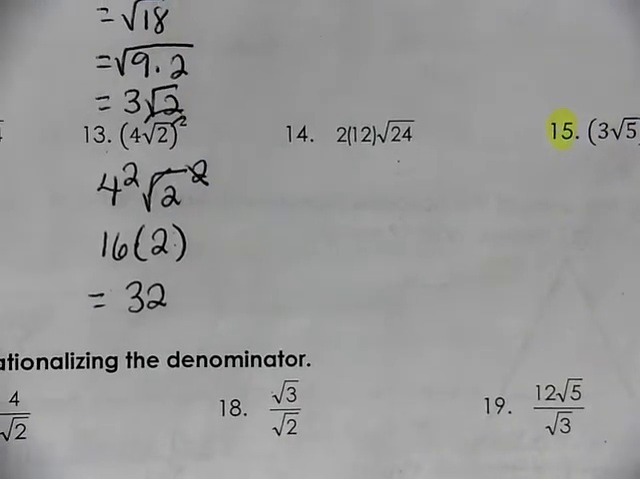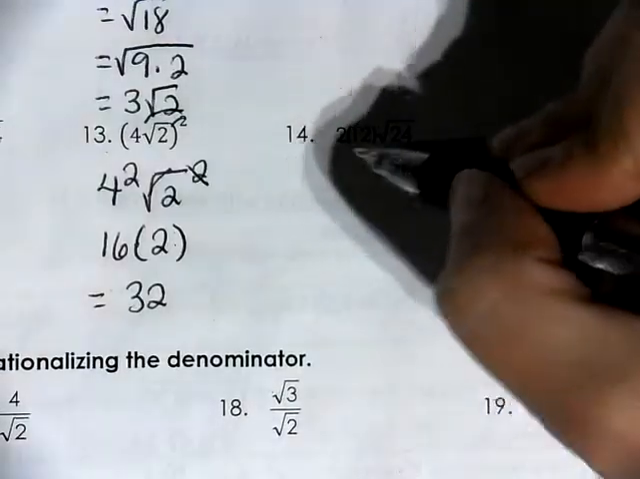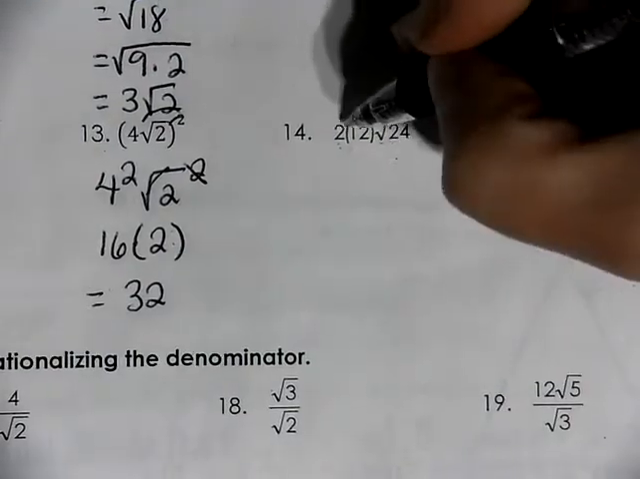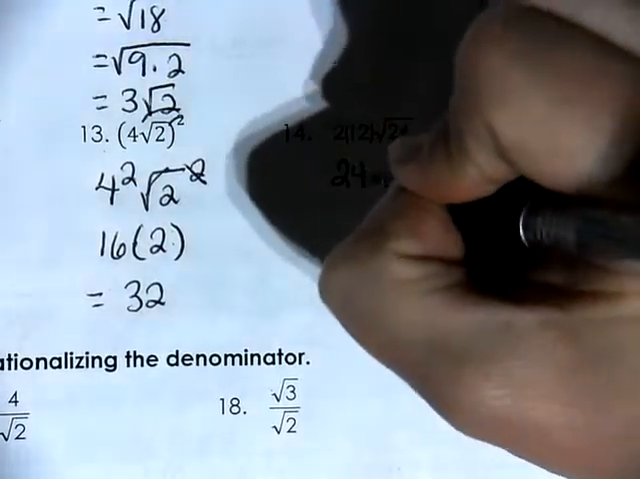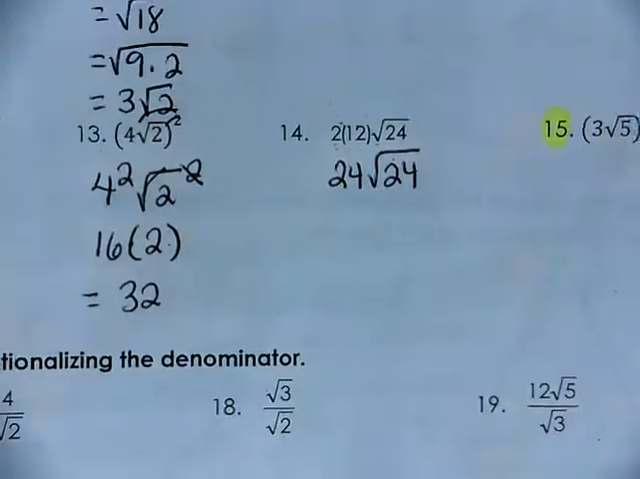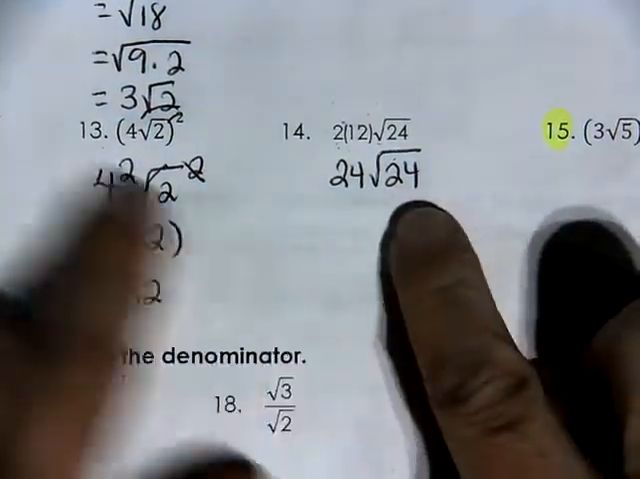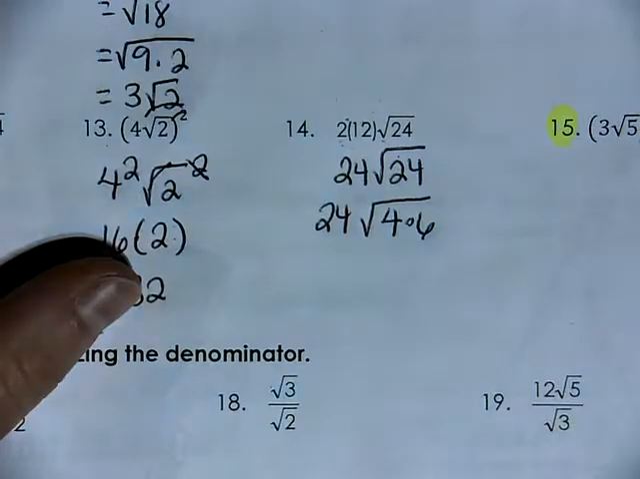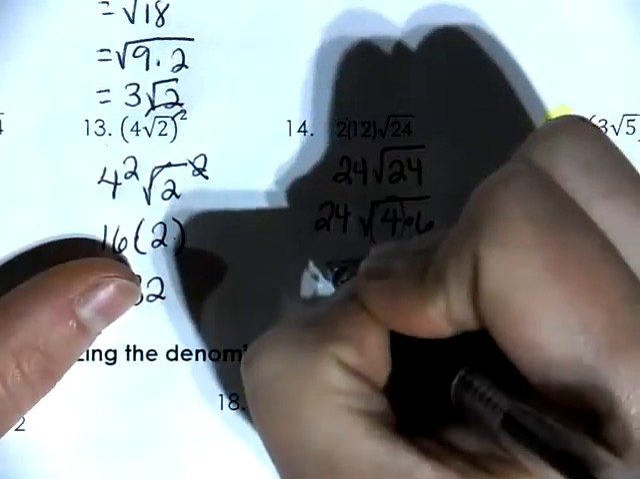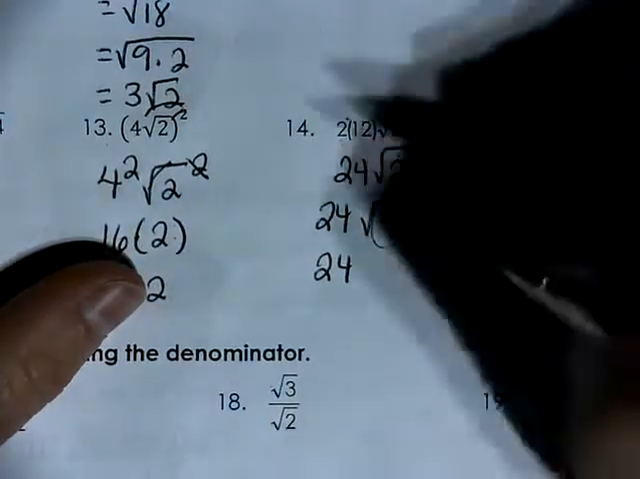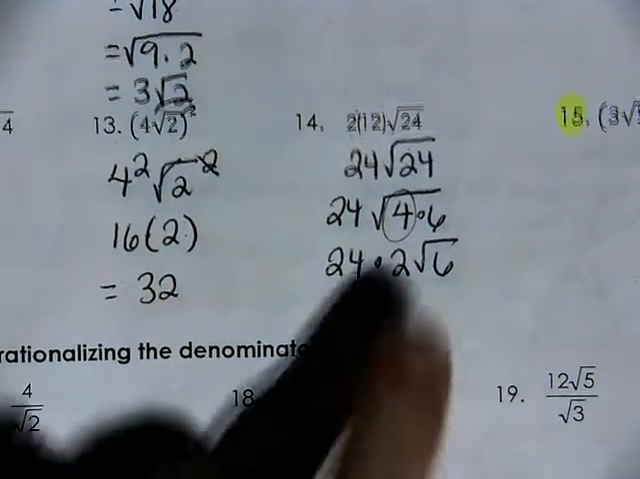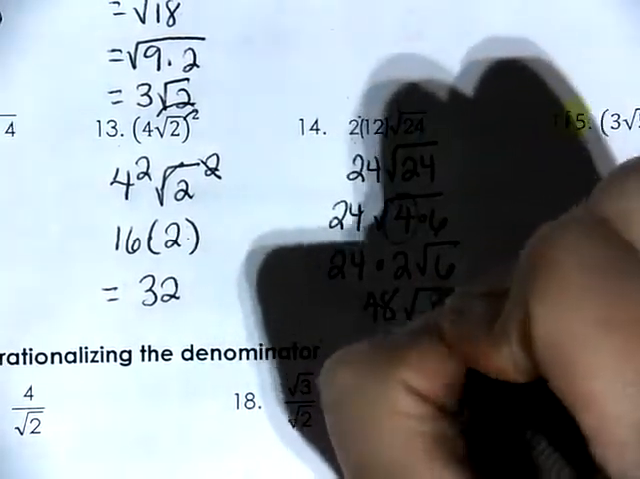Let's look at 14. I only have coefficients on the outside that need to be multiplied together. So I'm going to multiply 2 times 12 to get me 24, and it's times the square root of 24. Now, 24, we already know has a perfect square factor of 4. So I'm going to rewrite this as 24 times the square root of 4 times 6. The square root of 4 is 2. So this is still 24 on the outside, but this is going to be times 2 times the square root of 6. 24 times 2 is 48 square roots of 6.